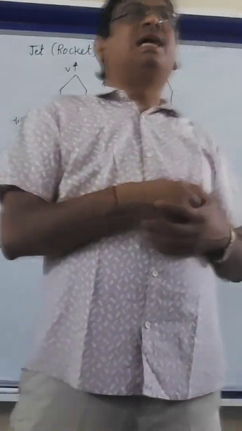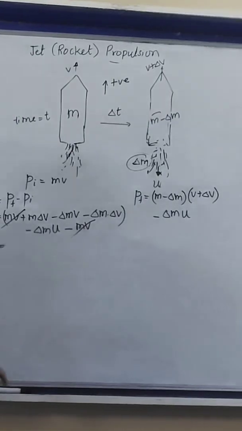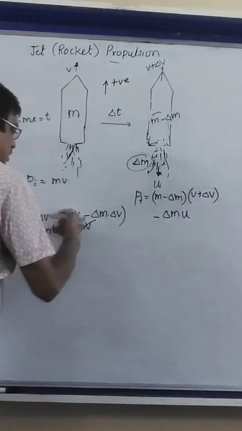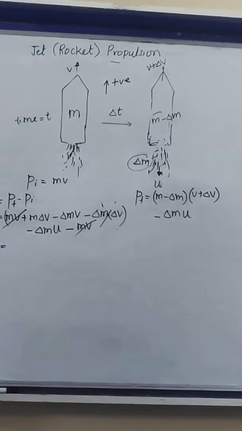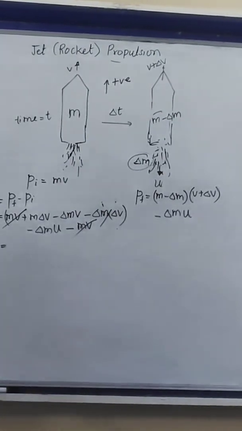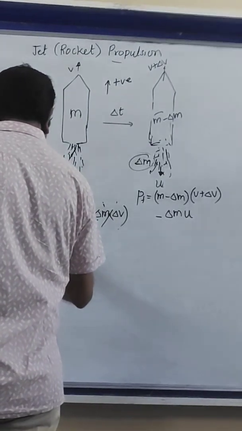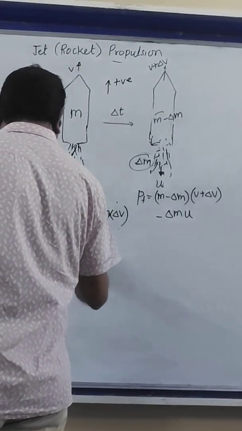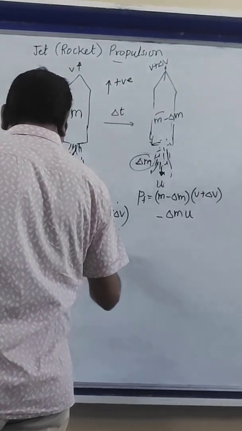That it is negligible. That means you can neglect, you can ignore, you can take it as 0. So we are ignoring this because this is the product of two small quantities. Delta m is small, delta v is also small. So then finally we are left with this m delta v, and if I take minus delta m common, I have v plus u.